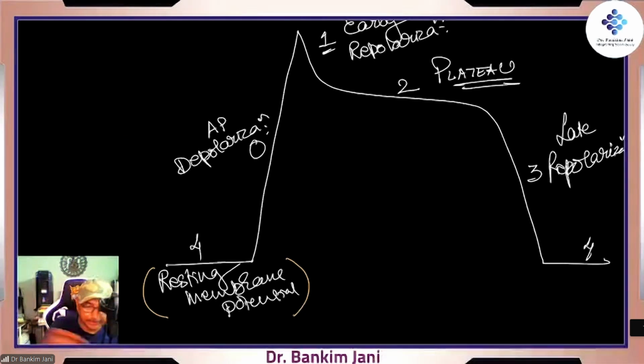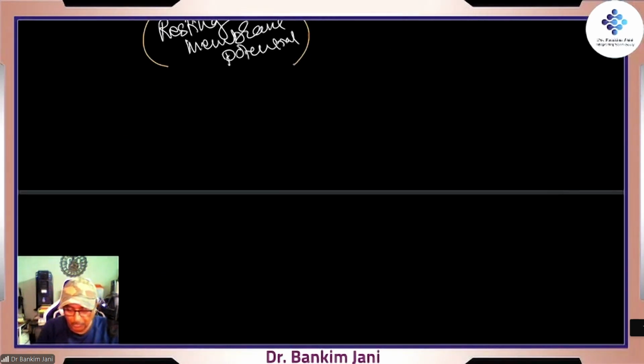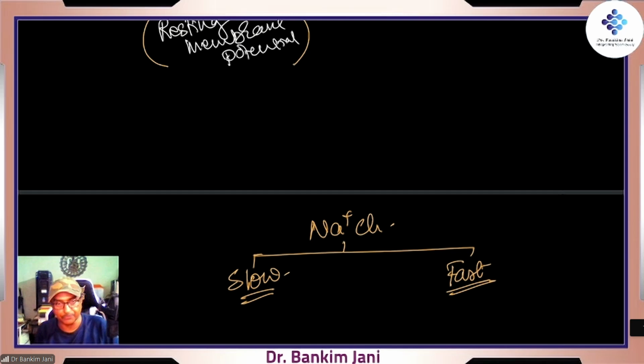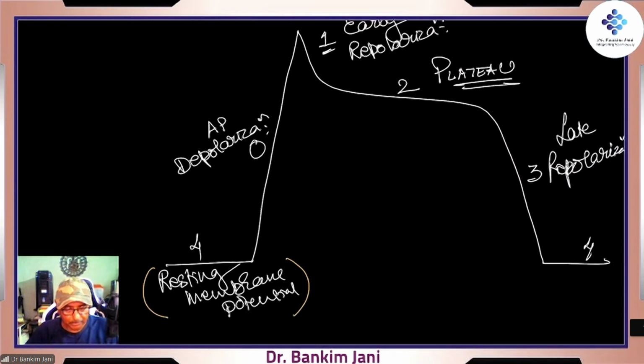Okay, let's take another page. From sodium channels, there are two types of channels: slow sodium channels and the fast sodium channels. Right? Sodium channels fast and sodium channels slow. So resting membrane potential, nothing. This is the resting membrane, right? Our base level.